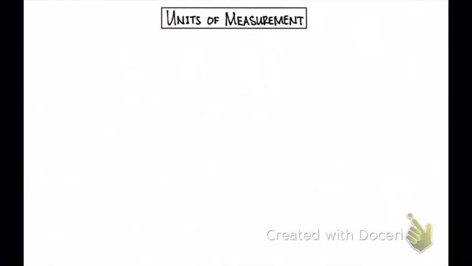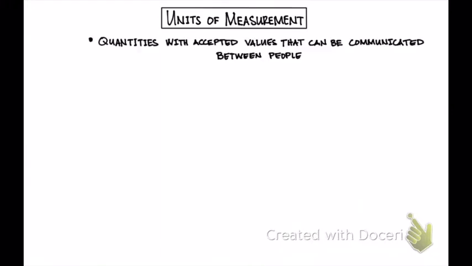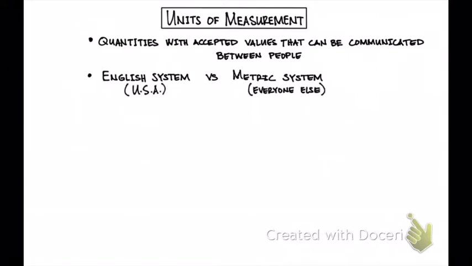Every measurement has a unit. So units like grams, kilograms, miles, yards, seconds, so on and so forth. And so it's important that we talk about the different units of measurement. These are basically quantities with accepted values that can be communicated between people. There are 2 types. There's the English system, also known as the imperial system, and there's also the metric system. And so here in the US, we use the English system, and everyone else uses the metric system.